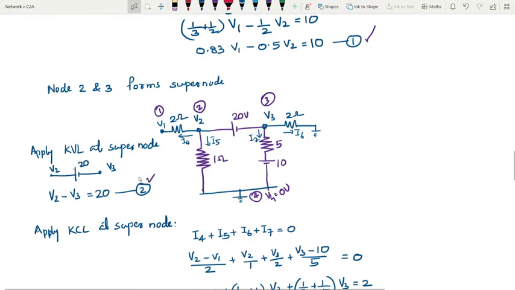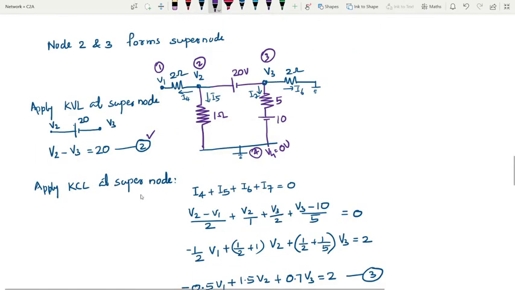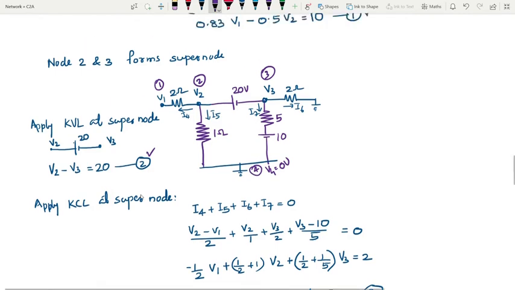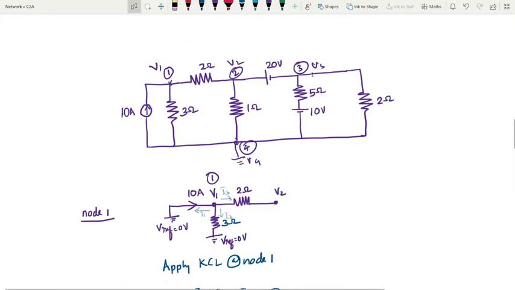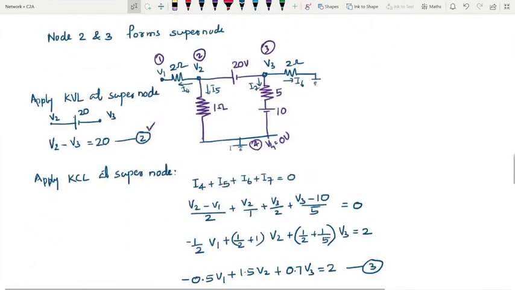We know in the case of a super node, 2 nodes are involved. So we need to write 2 equations, one by applying voltage and another by KCL. Now we can apply KCL at the super node. For that we need to consider the remaining part as marked here. This is our super node. We need to consider this branch and this branch as marked here.